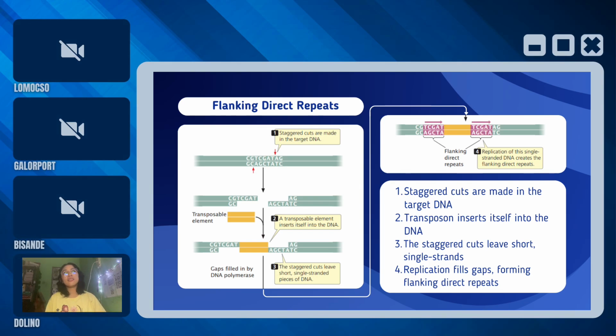The staggered cuts leave short, single-stranded pieces of DNA. DNA repair will aim to fill those gaps by generating flanking direct repeats. Flanking direct repeats are important for two main reasons. Number one, it ensures that the DNA sequence remains intact after transposition, and of course, marks the location where a transposable element has been inserted into the genome.